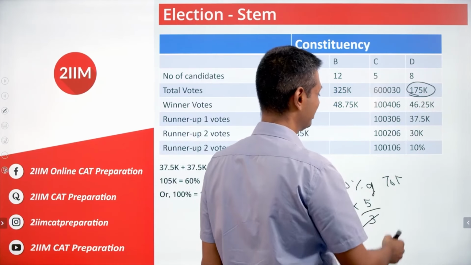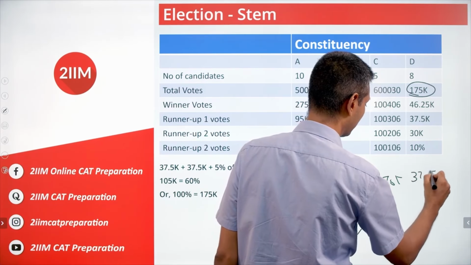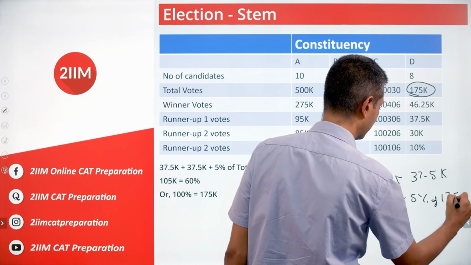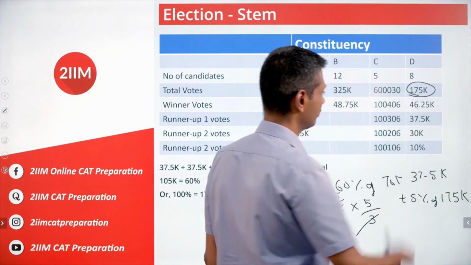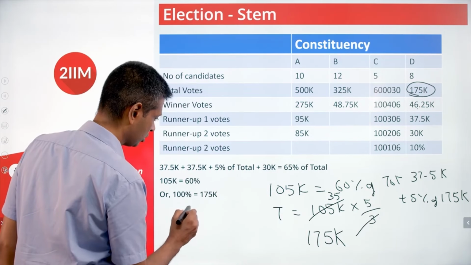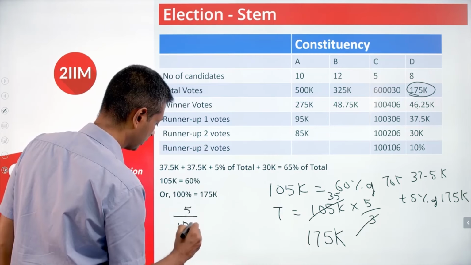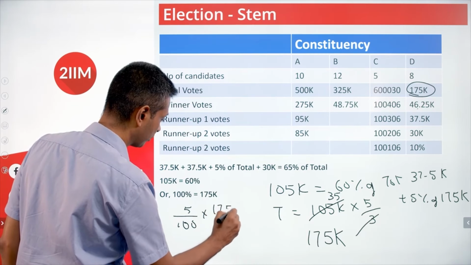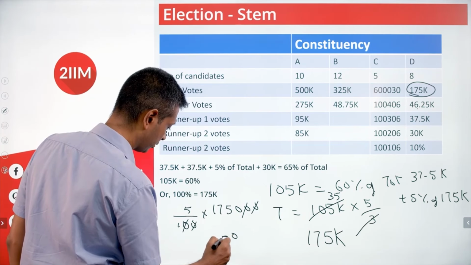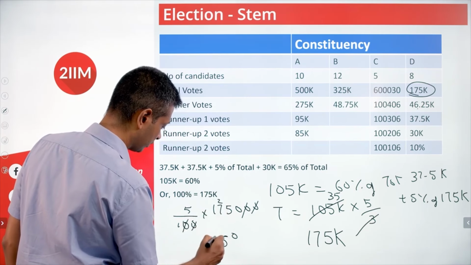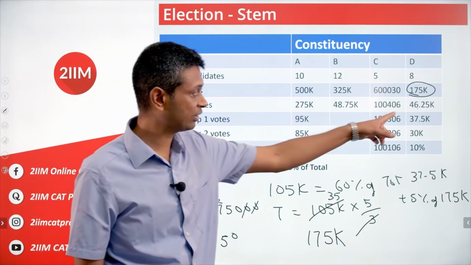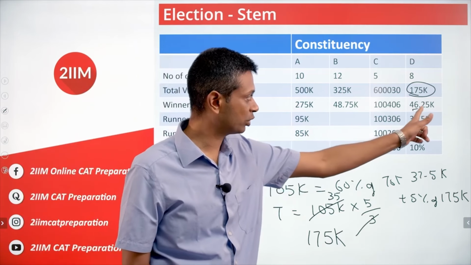5% of total is whatever it is. So 37.5K plus 5% of 175K is what the winner gets, which is 46.25K. 5% of 175K is 5 by 100 into 175,000. So 5 5s are 25, 5 2s, 37, 7 3s, 8750. 8750 plus 37,500 takes us to 46.25K.